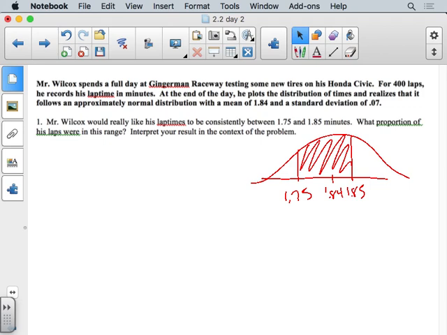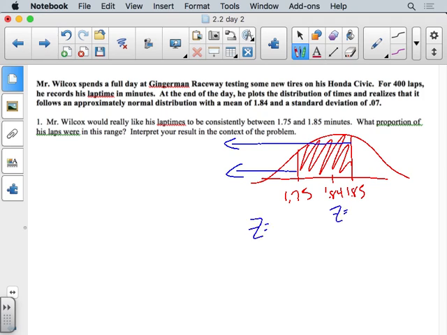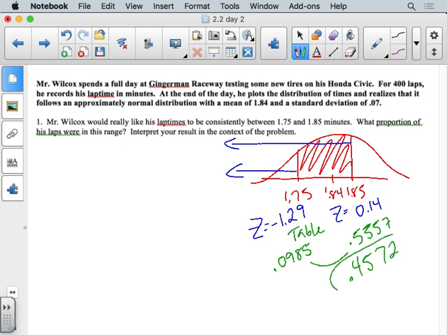Oh, well, that's okay. So we have to get the table A value for that, the table A value for that, and subtract the two to get the answer. Hopefully your z-scores were -1.285, which would be 1.29, and then 0.14. Then you look those values up in table A, and you get 0.0985 and 0.5557. And the difference between those two is 0.4572, I believe.